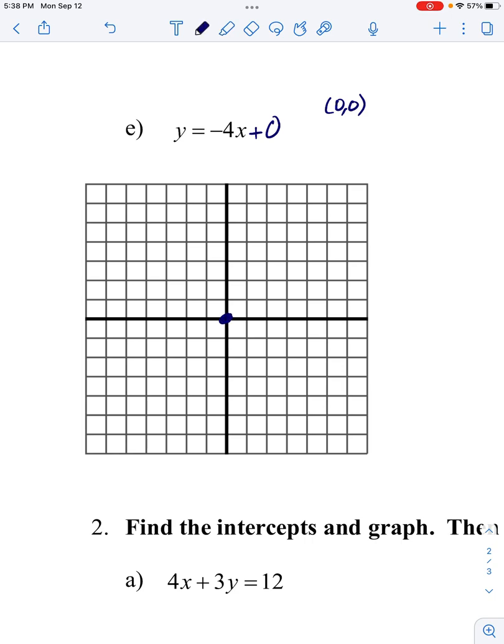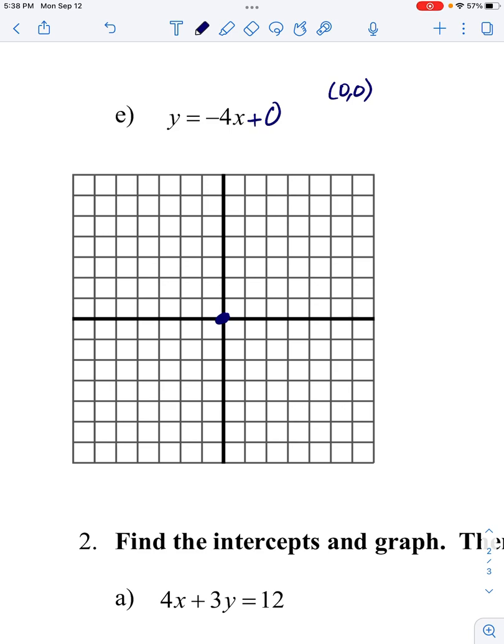Let me draw a big, fat blue circle there. Then my slope here is -4, m equals -4. Every time x increases by 1, y decreases by 4. So I'm going to start from my y-intercept, go over 1 and down 4: 1, 2, 3, 4. I'm going to plot this point right here. Then back 1, up 4. So I have those 3 points, and we just draw a line straight through them.